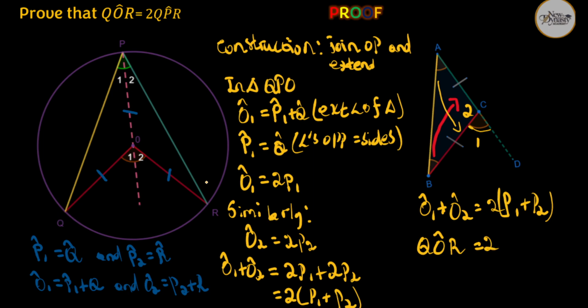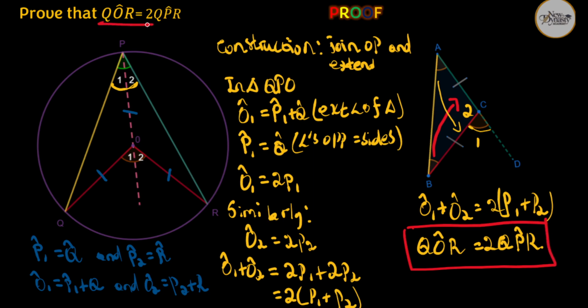And angle QPR is made up of P1 plus P2. So instead of P1 plus P2, I can just write that as angle QPR. So I'm just going to go on and do that. That is angle QPR. And this is what we were required to prove, because the theorem states that the angle at the center is twice the angle at the circumference, and that is exactly what is required for us to prove. So that's how you can prove that.